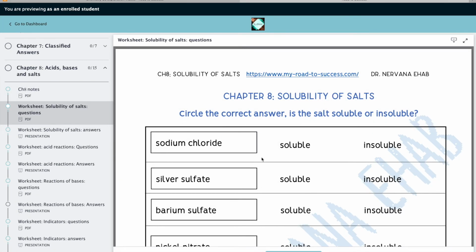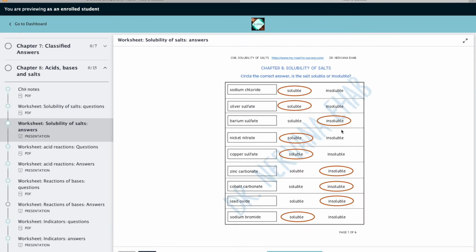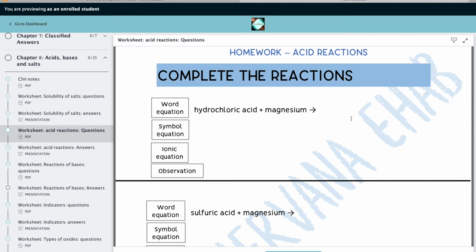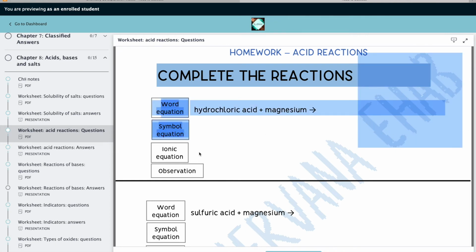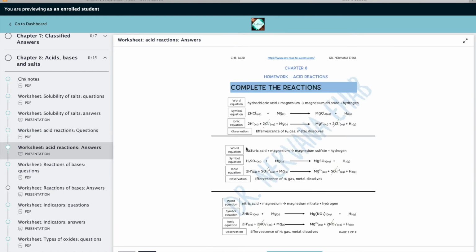This worksheet, for example, asks you if sodium chloride is soluble or insoluble, and you're going to just circle the correct one, and then you're going to go to the answers and double check your answers and see if you have done this correctly. And then the next worksheet here asks you to complete the reaction. So you're going to write, oh, hydrochloric acid plus magnesium gives magnesium chloride plus hydrogen, and then you're going to write the symbol equation, the ionic equation, and the observation. And then you're going to check your work, make sure that you have written the correct answers, the correct observation, and you haven't missed anything.